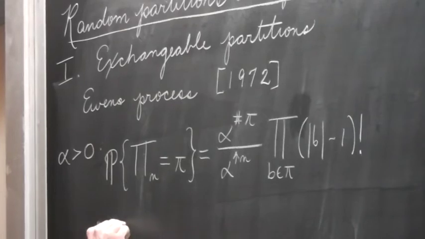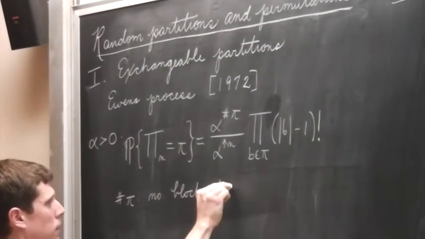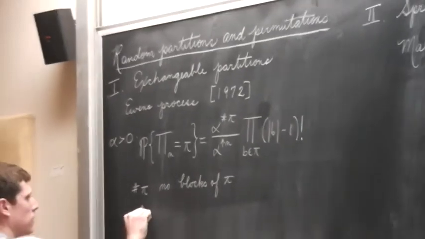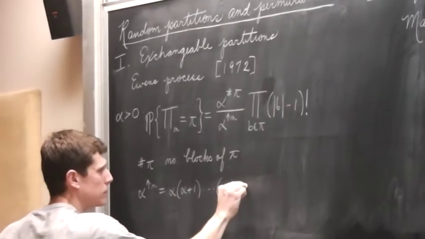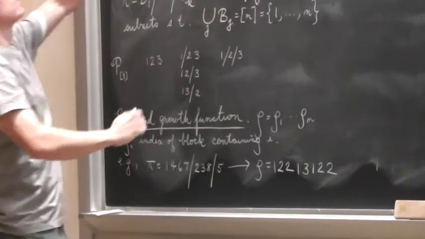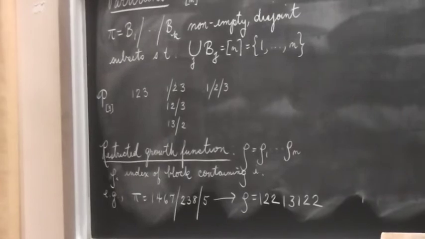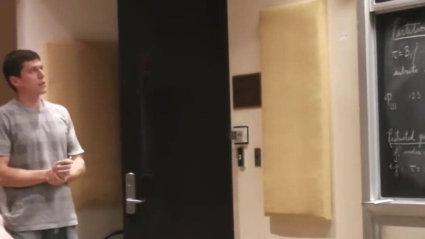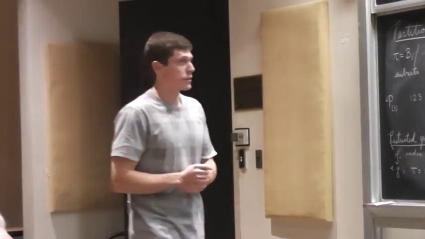So the number of blocks in pi, and this is the rising factorial. And this distribution, it may not look like it, but it has some nice properties. Originally, as I said, it came up in population genetics, but I've actually seen it come up in many other contexts, in number theory, linear algebra, and now it's used widely in statistics. So there's quite a bit of interest in this family of distributions.